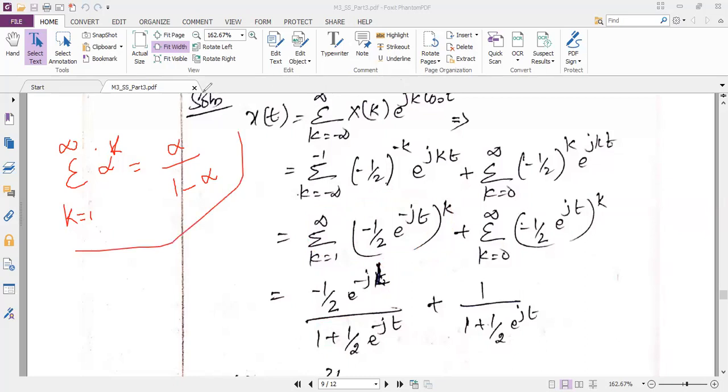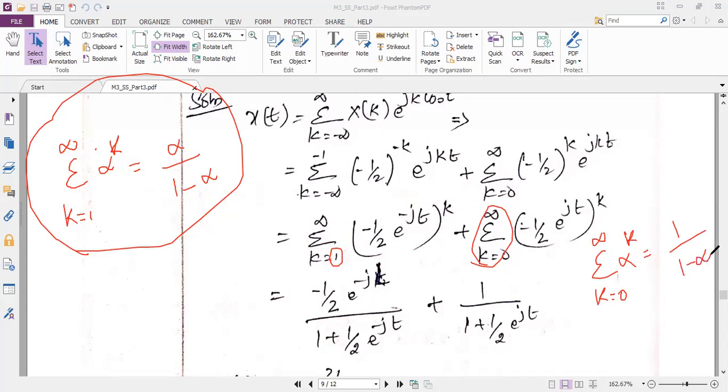So this is the formula, please make a note. Summation k equal to 1 to infinity alpha power k is equal to alpha by 1 minus alpha. Similarly, you know very well the formula for summation k equal to 0 to infinity. 0 to infinity is different and 1 to infinity is different. For 0 to infinity alpha power k, it is nothing but 1 divided by 1 minus alpha. Here we have a minus sign, so minus of minus becomes 1 plus 1 by 2 e power plus jt.